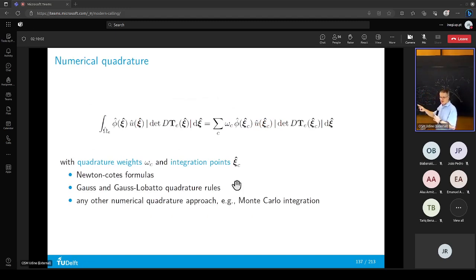Okay, and then last thing, and I agree, this is all, I think, a recap of what you know. So now the integral, I've just picked out one of them. The integral is then approximated by a sum. Yeah, weighting coefficients and then sampling points where you sample, or integration points. Think of Newton codes, think of Gauss, Gauss-Lobatto, or any other integration. And then you approximate it.